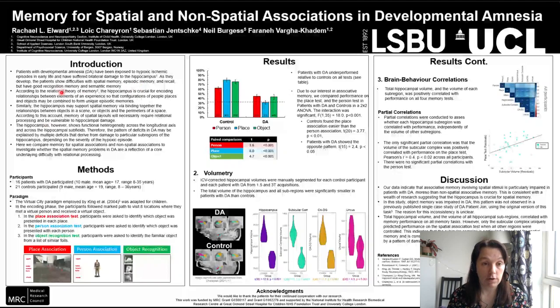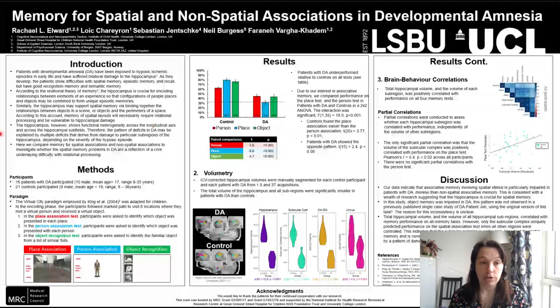According to the relational theory of memory, the hippocampus supports these processes by binding together all of the different items of an experience, so the different objects, the different elements that make up an event, and binds them into a complete whole. And similarly, the hippocampus might support spatial memory by relating together the relationships between different objects in a space, or the relationship between different objects and the boundaries of a space.